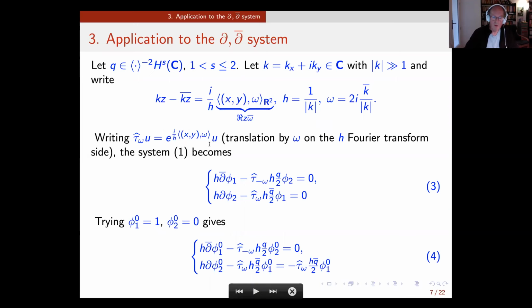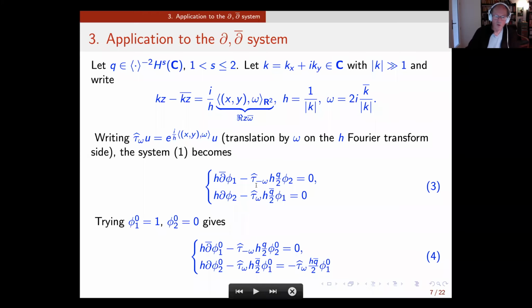And then in our original problem, there was the multiplication by exponential functions. Now this multiplication I write in this form, and I give it a name: I call it tau omega hat. So tau omega hat means translation with omega on the h Fourier transform side. I will not define it formally; the h Fourier transform of a function u at the point psi is just the ordinary Fourier transform at the point psi over h. With this notation, the system we are interested in takes this form here.